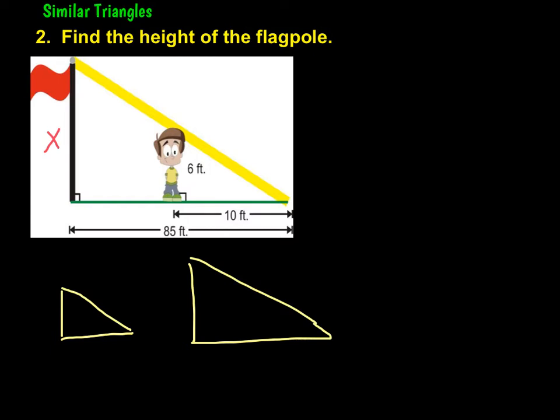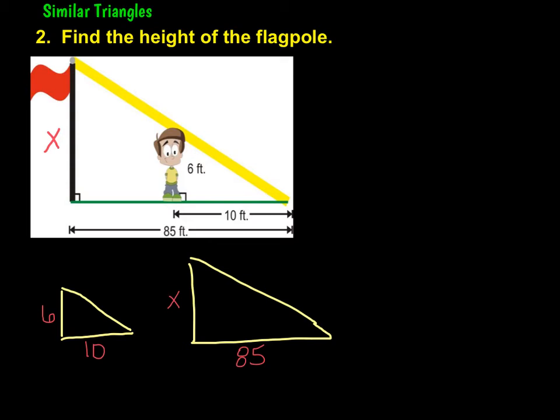Okay, so the smaller triangle, the sides would be, this length here would be 6 feet, and down here, 10. So we're going to go ahead and write that here on the smaller triangle, so 6 and 10. And then the bigger triangle, we're working with X, and we have the entire length here of 85 feet. So we're going to put X here and 85 here. Okay, this problem's actually easier than the first problem, so that's cool.